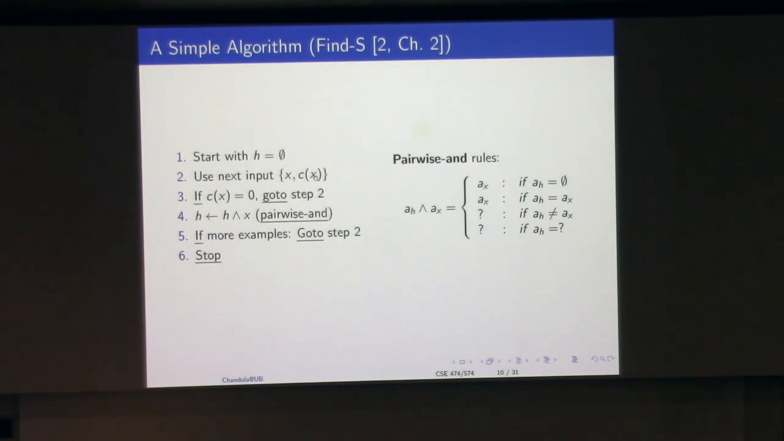So basically, mother nature has told you what C of X is. It's not telling you what C is. That's what you have to learn. But it is telling you for this X, what is C of X. So that's our training data. So this is our data object, and this is the label.